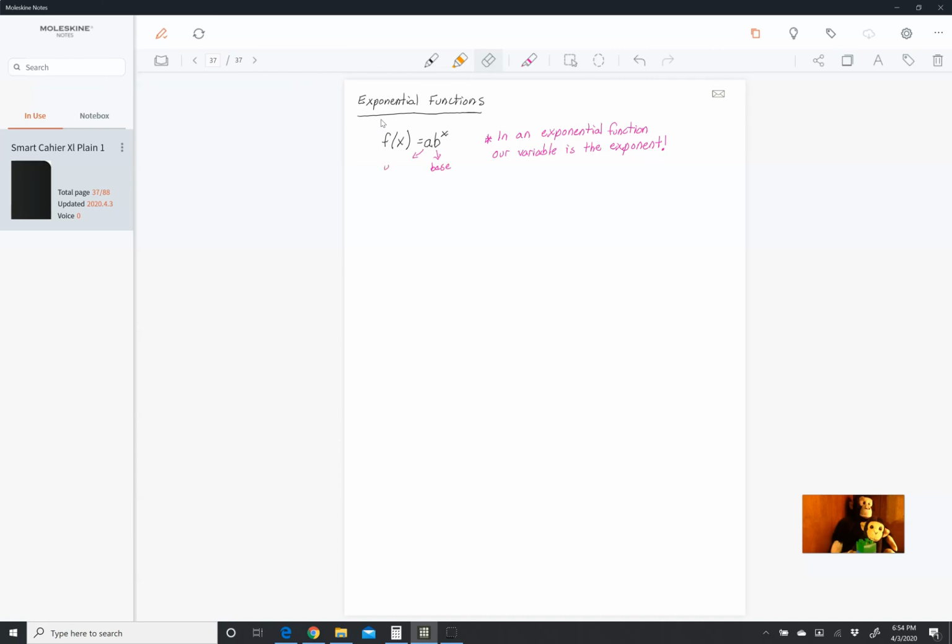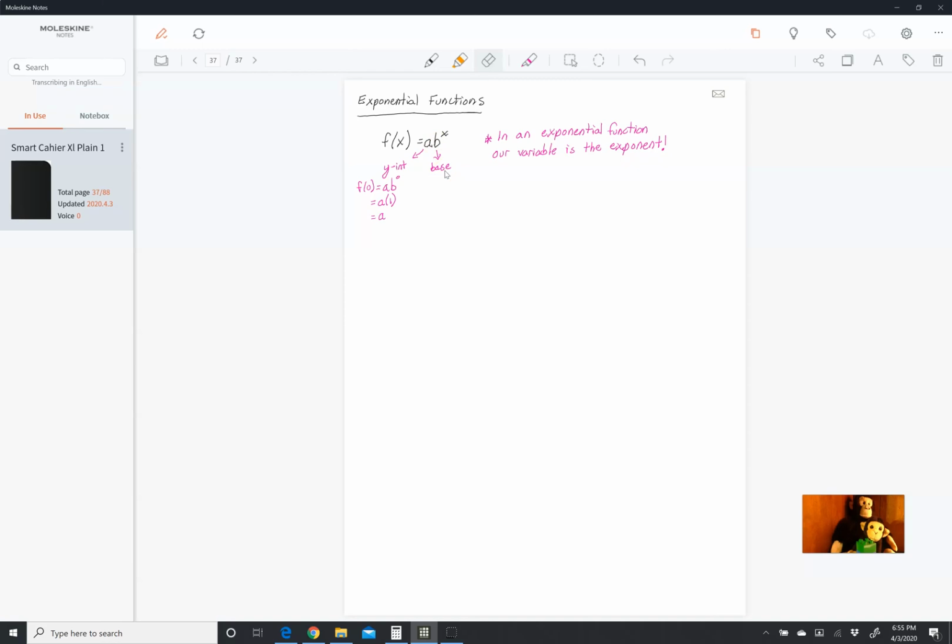The a here is actually the y-intercept. So this is not hard to see. If x were equal to 0, now we know from our discussion of exponential properties that anything to the 0 is 1, right? So a times 1 is just a. So it makes sense if we plug in 0. So f of 0 is a times b to the 0, which is just equal to a times 1, which is just equal to a. So that's why we say that a is our y-intercept, and the b we call the base, okay?